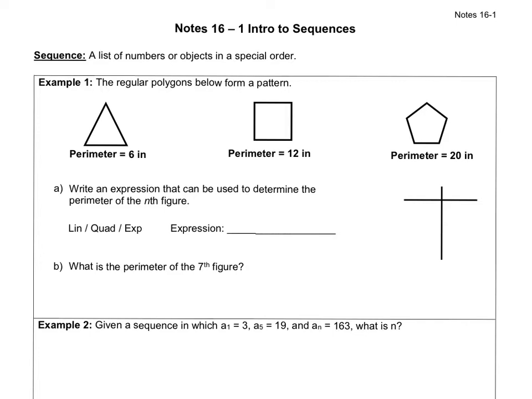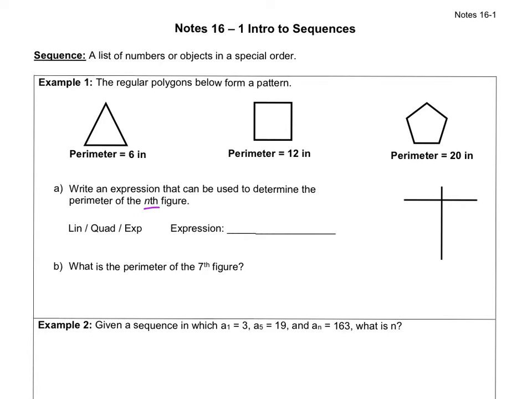So I have a triangle that has a perimeter of 6 inches, a rectangle or square that has a perimeter of 12 inches, and a pentagon that has a perimeter of 20 inches. And so what we want to do is write an expression that can be used to determine the perimeter of the nth figure. And so what this means is some unknown figure.